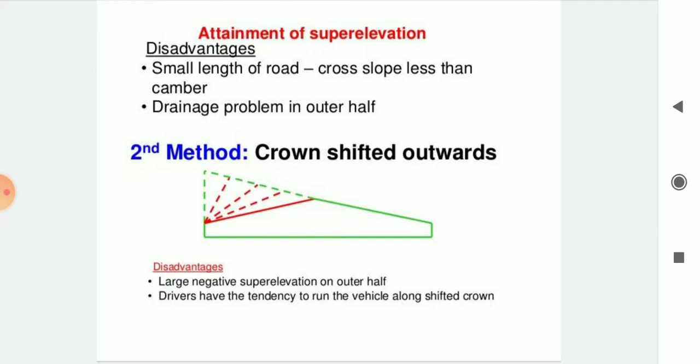And second method, crown shifted outwards. What are the disadvantages? Large negative super elevation on the outer half, and drivers have the tendency to run the vehicle along the shifted crown.